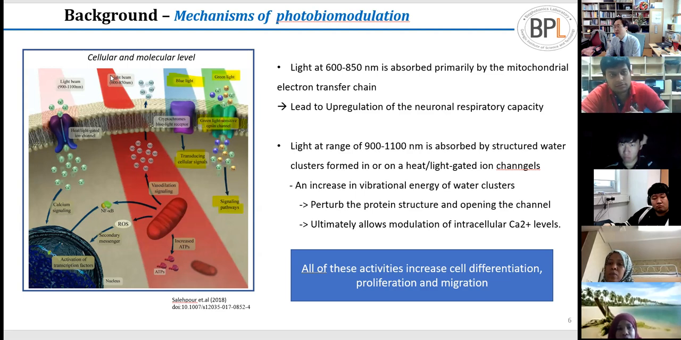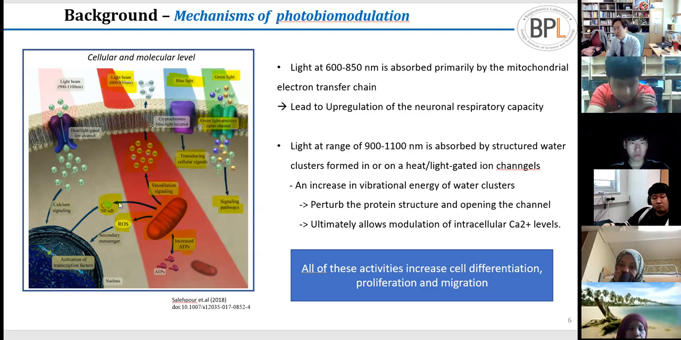When you are using the red light in the range from 600 to 850 nanometers, that is mainly working on the mitochondria and cytochrome C oxidase. And these are what we have seen in the previous slide. So increasing ATP, and also releasing nitric oxide so that vasodilation can happen, and then promoting ROS production, and promoting NF-kappa B, which is a transcription factor for the neuron. So those are all also working as activating transcription factors.